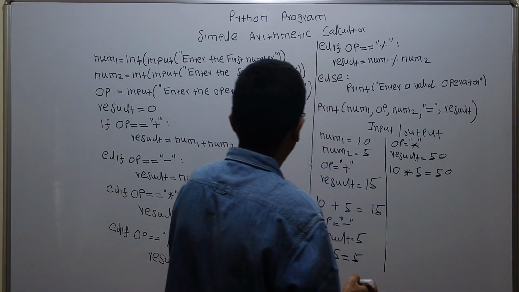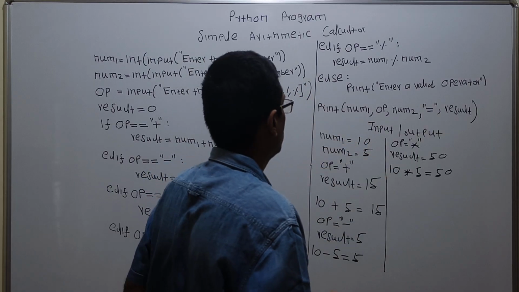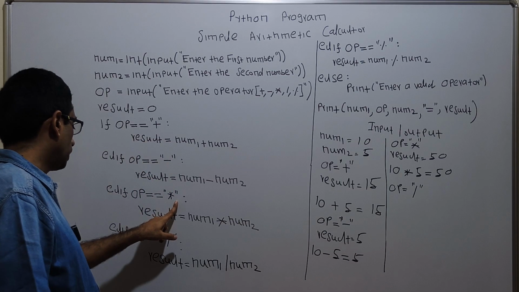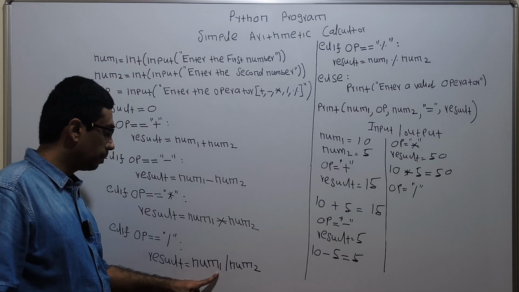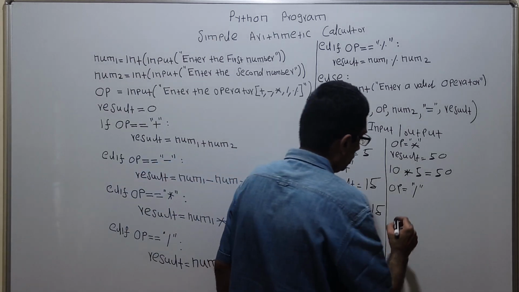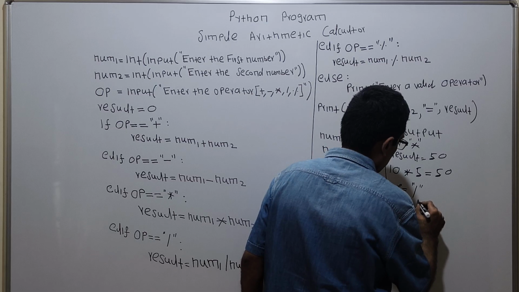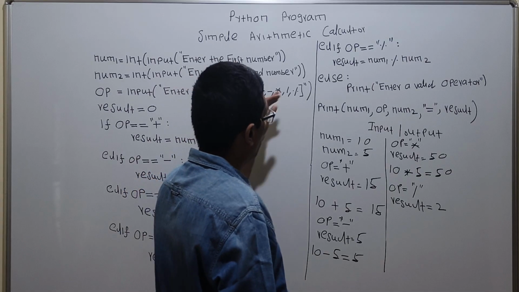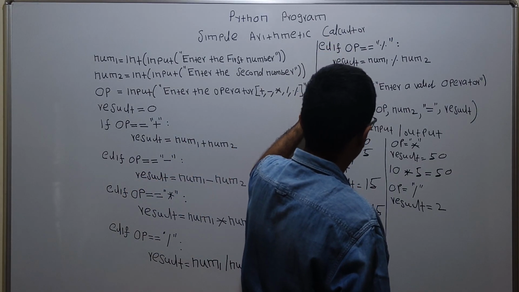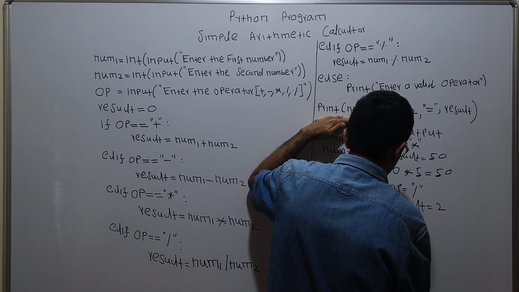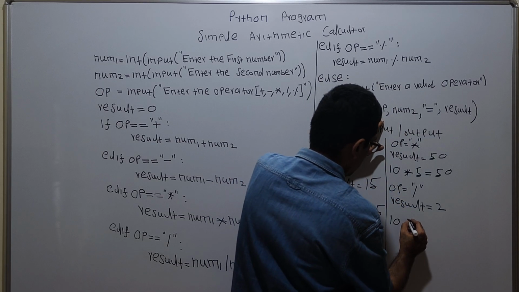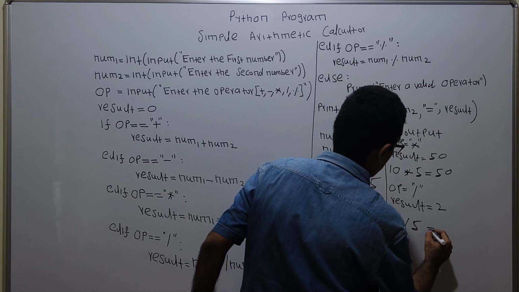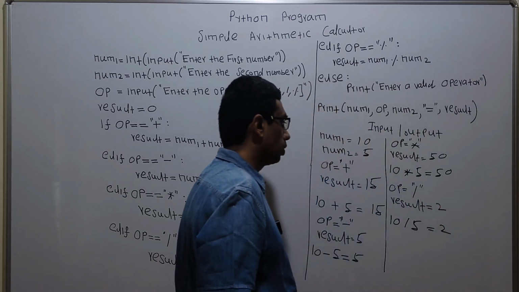Once the condition is true, control will come out of the entire block and print this result. So you check the first condition, this is false. First elif, this is also false, this is also false, this elif is true. Result equal to num1 by num2, that is 10 by 5, so my result equal to 2. After the execution, control will come out of the entire structure, that is after the else statement, and print num1 is 10, followed by operator is slash, num2 the value is 5, equal to symbol, and the result is 2. 10 slash 5 equal to 2.